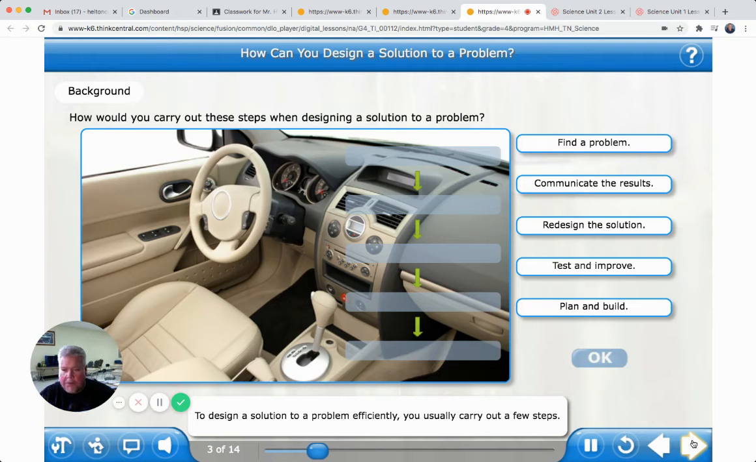To design a solution to a problem efficiently, you usually carry out a few steps. Can you put the steps in the correct order? Drag your answer into position and then click OK. All right, I think we know this. We just looked at it.